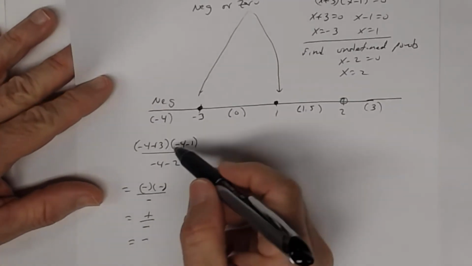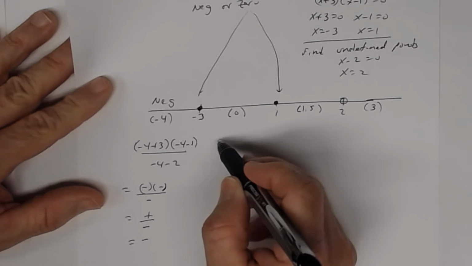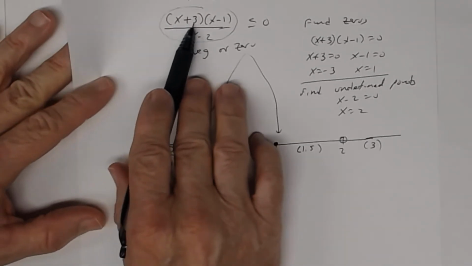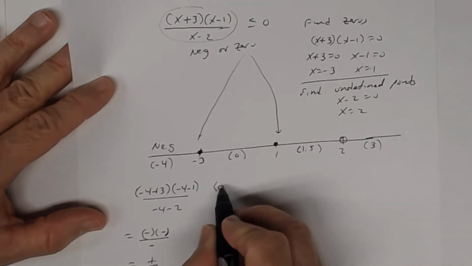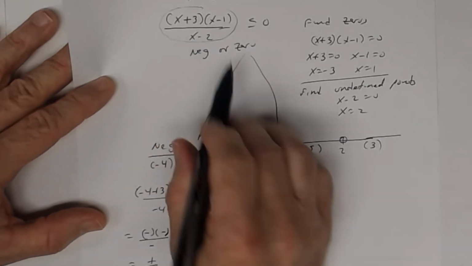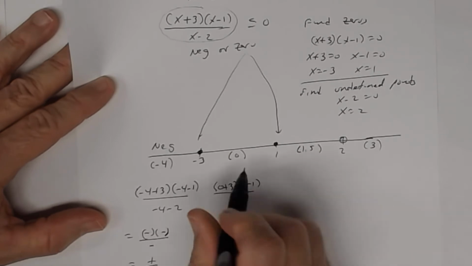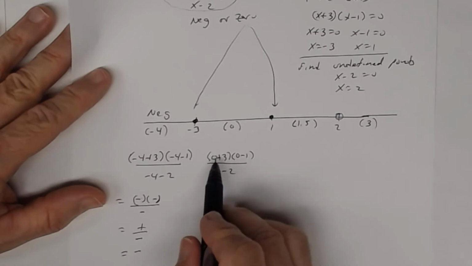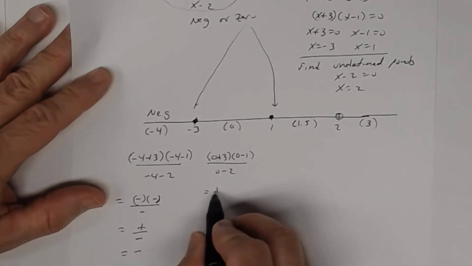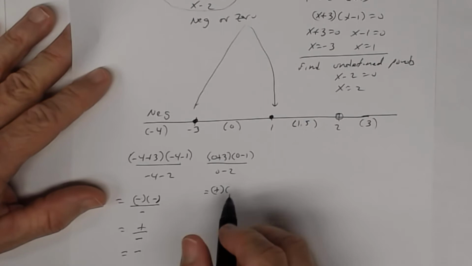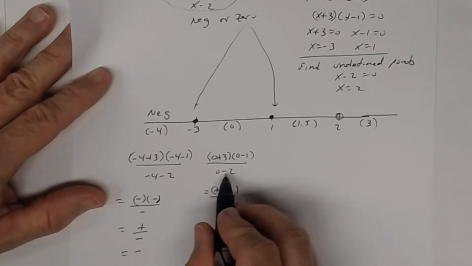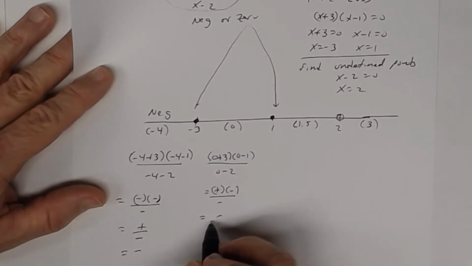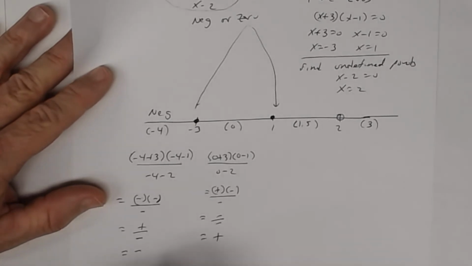Okay, then we go to 0. So notice how neat this looks. Now we go to 0. So we do the same thing. 0 plus 3 times 0 minus 1 divided by 0 minus 2. Okay? Now look at each of those three factors. 0 plus 3 is a positive number, right? It's positive 3. 0 minus 1 is a negative 1, so that's negative. 0 minus 2 is a negative 2, that's negative. A positive times a negative is a negative. A negative divided by negative is a positive.